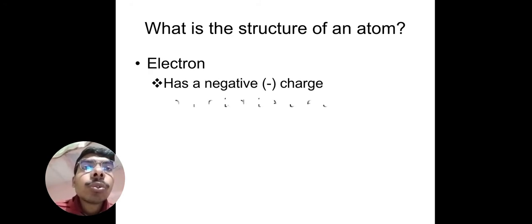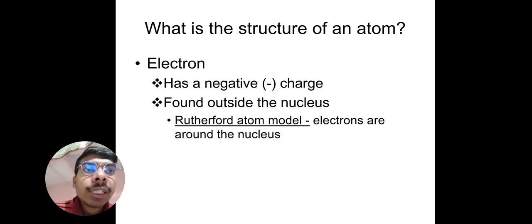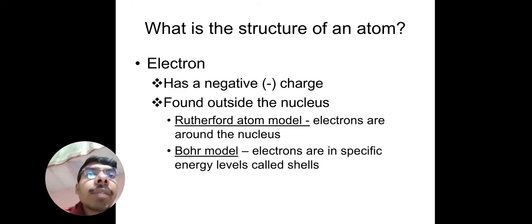Next comes the electron. Electron has a negative charge. It is found outside the nucleus. Their positions are given by two different scientists. First, Rutherford said electrons are around the nucleus at random places. But then came Bohr. Bohr said electrons are in specific energy levels called shells. It is represented by E.